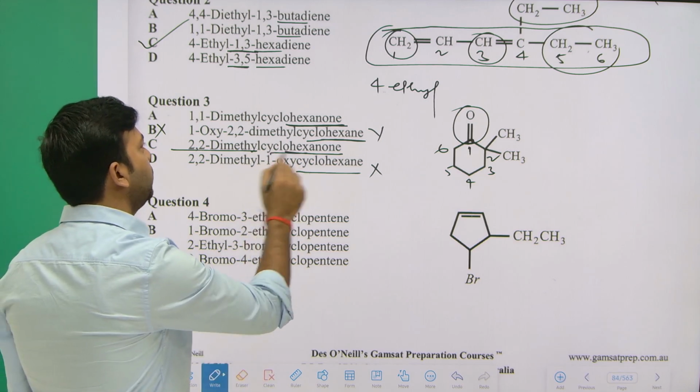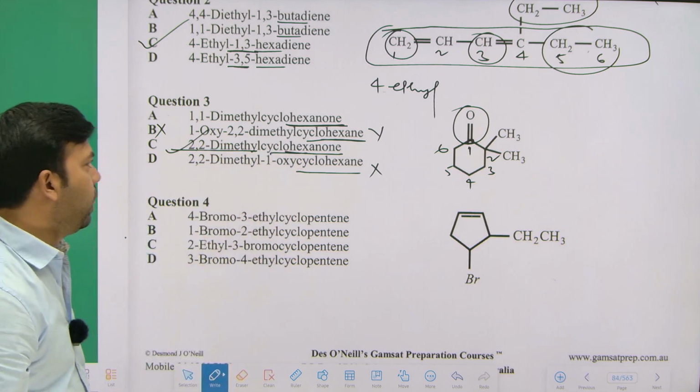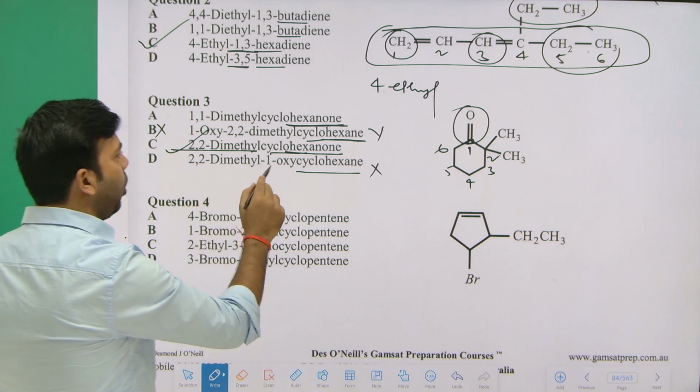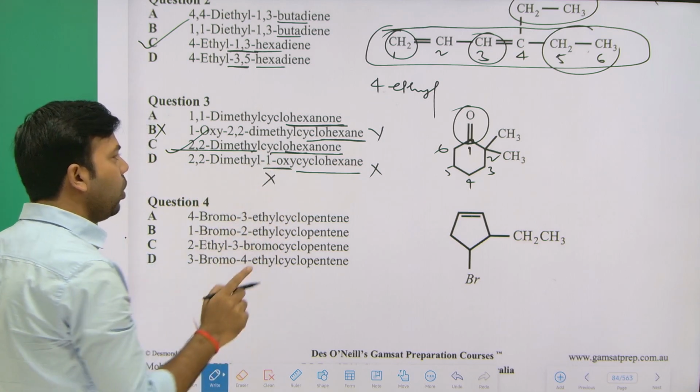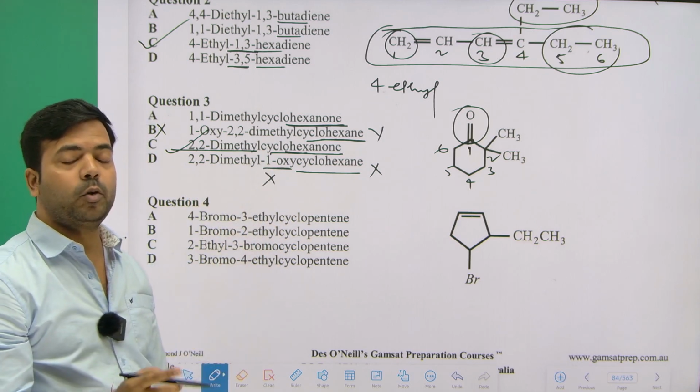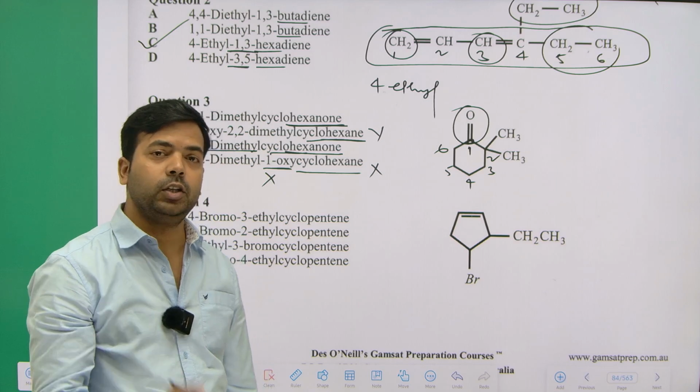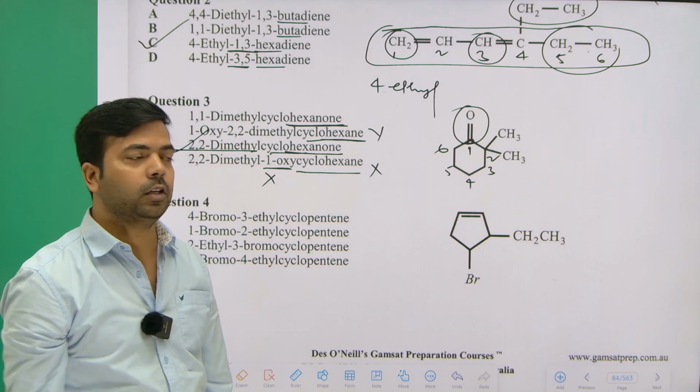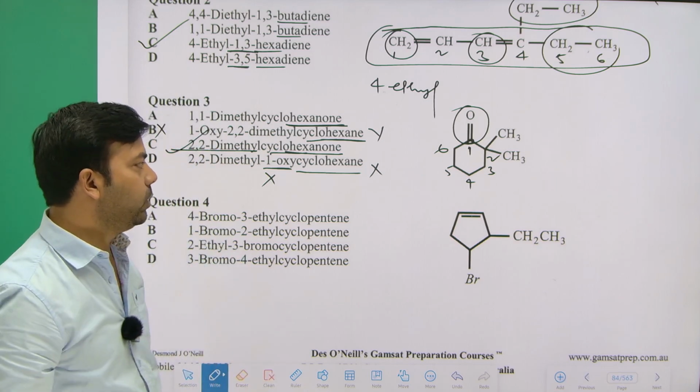Cyclohexanone. So C is the right choice here. 2,2-dimethyl-1-oxy, it is saying you cannot use oxy. Oxy is a general name, the common name of ketone, and we can only use it once you have more than one functional group. But here you have just one.